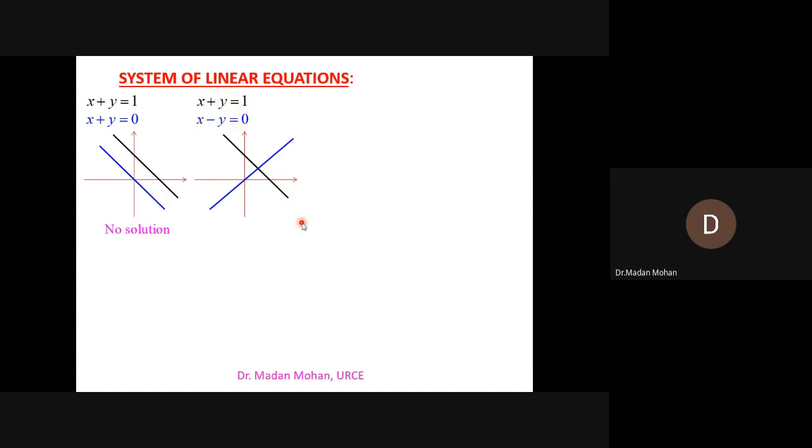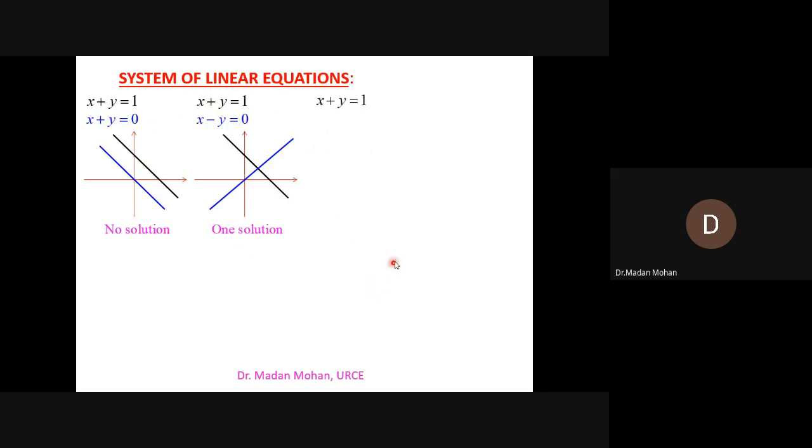Can I give? Anyone tell please? X value, y value, which satisfy both the equations. Can you give? What are those values? What is the point? Half plus half is 1. Half minus half is 0. We have only one solution, that is half comma half, of course. 1 by 2, 1 by 2. You have only one solution for the system.